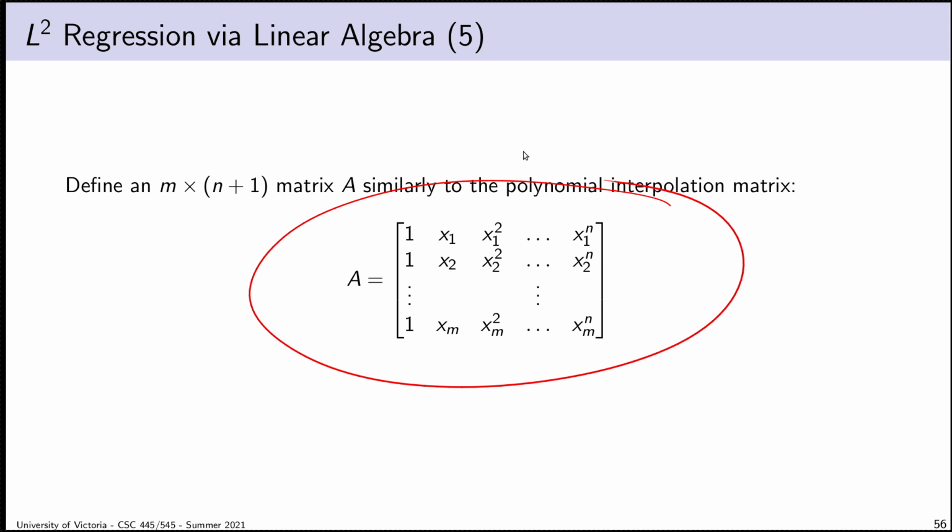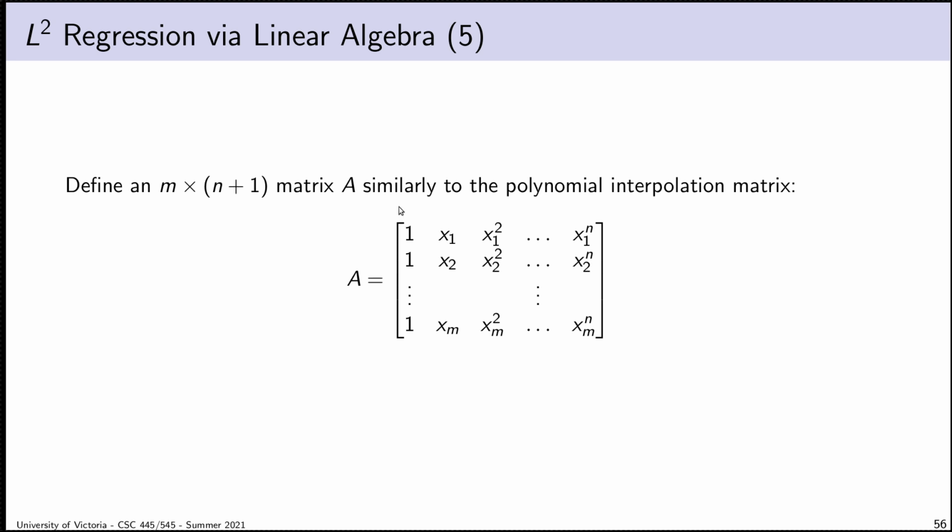So here's a matrix. Notice that it looks very similar to that matrix we derived earlier for polynomial interpolation. It is the set of powers of each of the x values that I was given. So here's xi to the 0, here's xi to the 1, here's xi to the 2. Each column is a particular power of every single x coordinate.